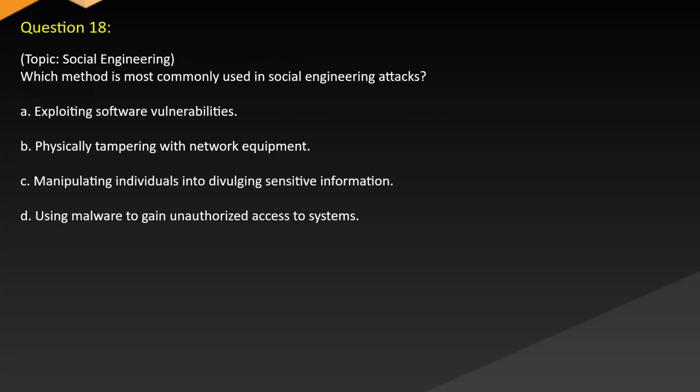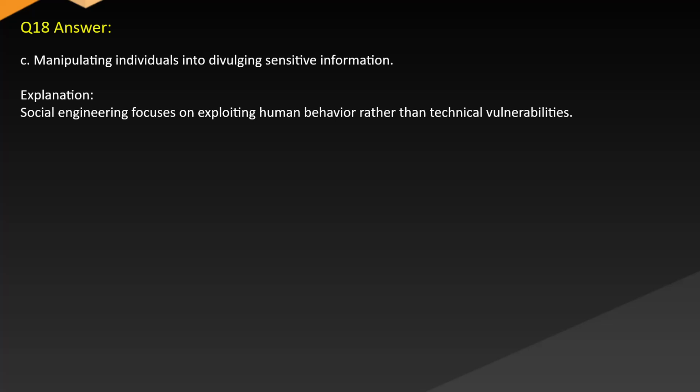Question 18. Topic: social engineering. Which method is most commonly used in social engineering attacks? A. Exploiting software vulnerabilities. B. Physically tampering with network equipment. C. Manipulating individuals into divulging sensitive information. D. Using malware to gain unauthorized access to systems. Answer C. Explanation: social engineering focuses on exploiting human behavior rather than technical vulnerabilities.